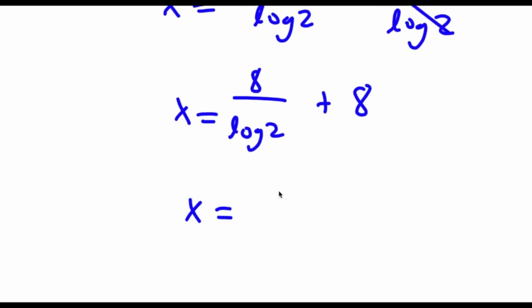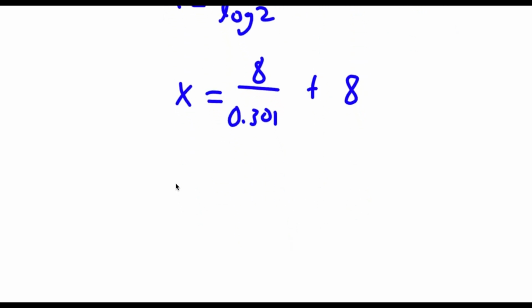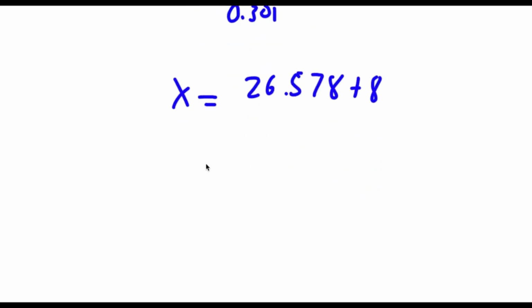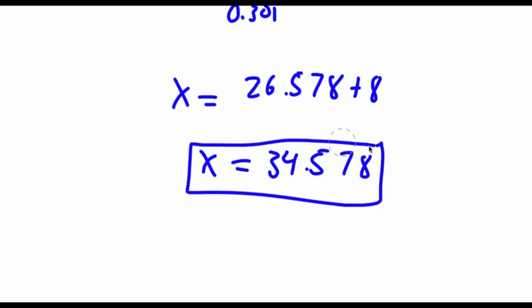Now log 2, that's equal to 0.301. So now I have 8 over 0.301 plus 8. So now 8 over 0.301, that's equal to 26.578. Now I have this plus 8, which is equal to 34.578. So this is my answer.